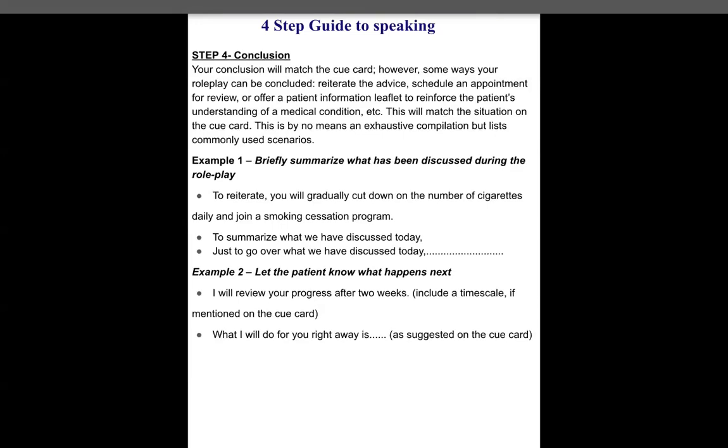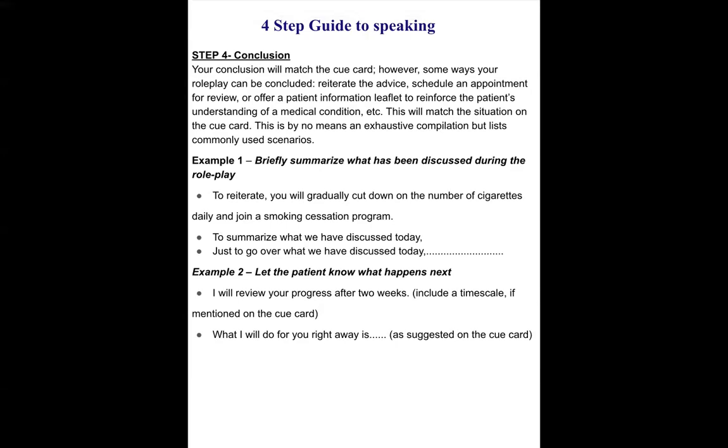You can either briefly summarize what you discussed with the patient, or you could tell the patient what's going to happen next, whether you are going to see him or her after 2 or 3 weeks, or if there are any investigations that are going to happen next. Those are the 2 conclusions that you could tell the patient. But if you want to be creative and conclude in a different way, you could do that. As long as you conclude at the end of the conversation, that's fine.